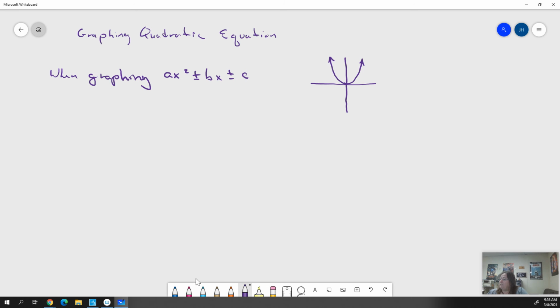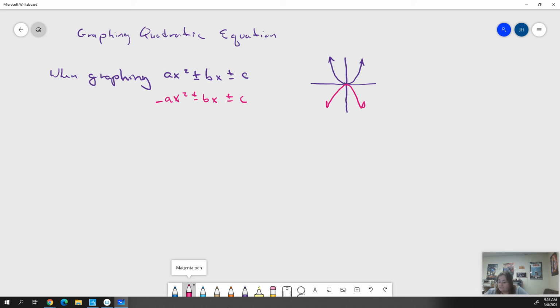If a is negative, if I have minus ax squared plus or minus bx plus or minus c, that graph is going to go down, right? And again, it could start anywhere on this graph. I just know that if it's negative, it's going to point down. If it's positive, it's going to point up.